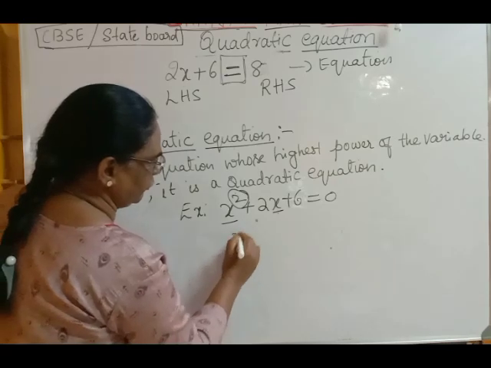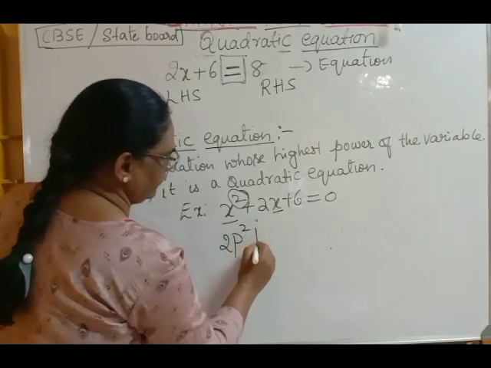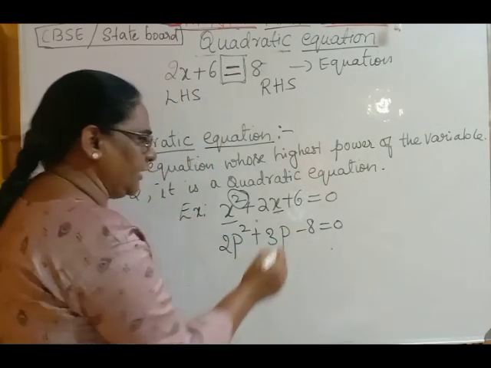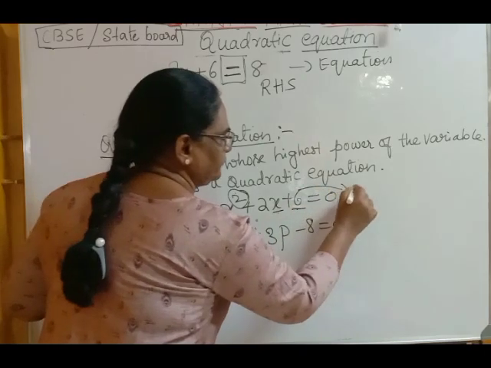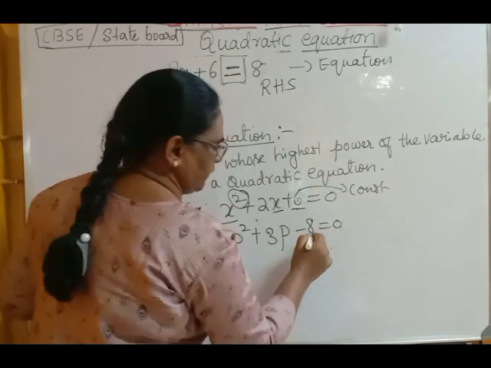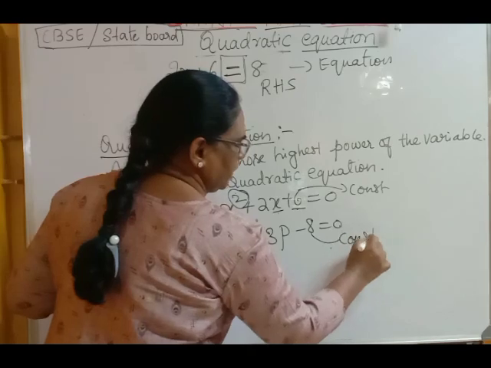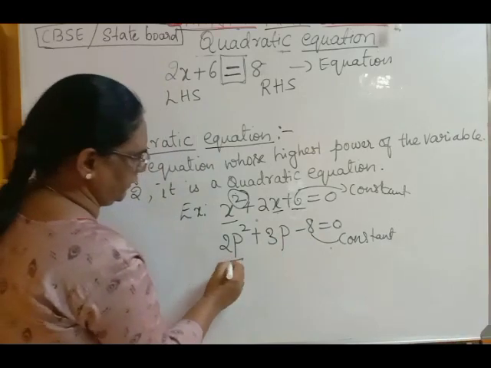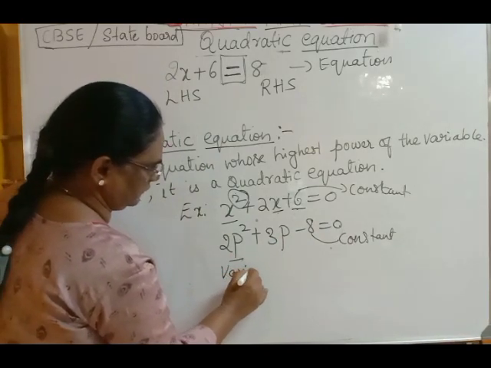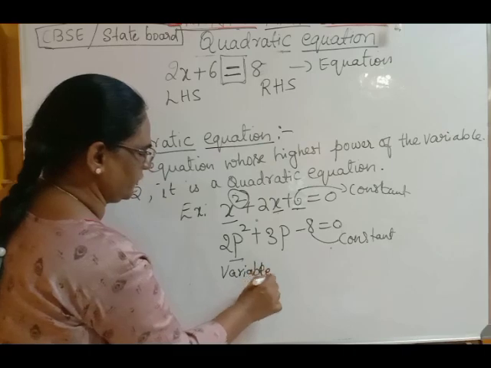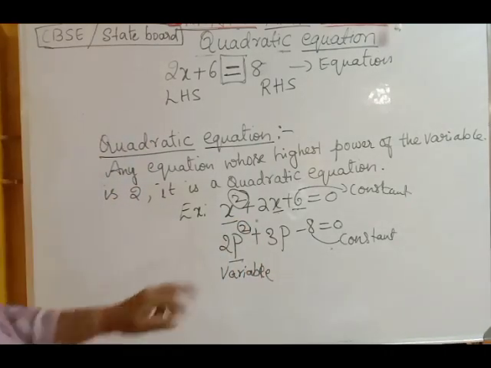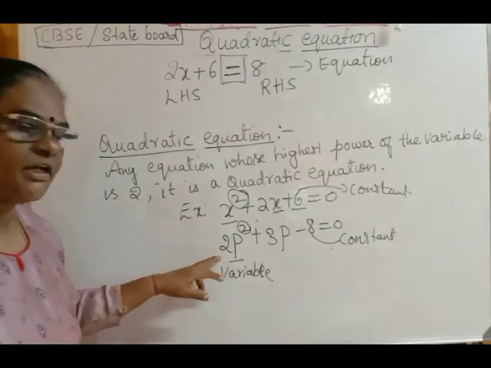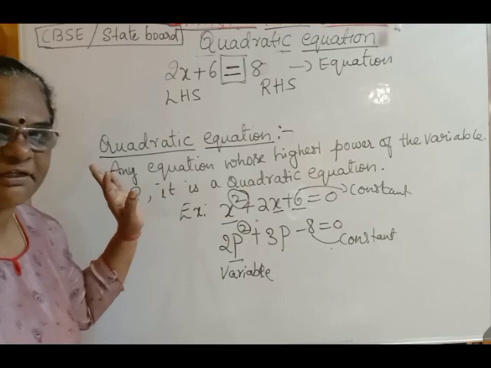One more example I will give you. 2p square plus 3p minus 8 is equal to 0. This is constant. This is also constant. This is the variable whose highest power is 2. See, here also x is a variable whose highest power is 2. Here also p is a variable whose highest power is 2.